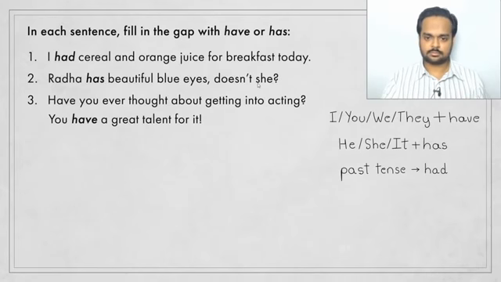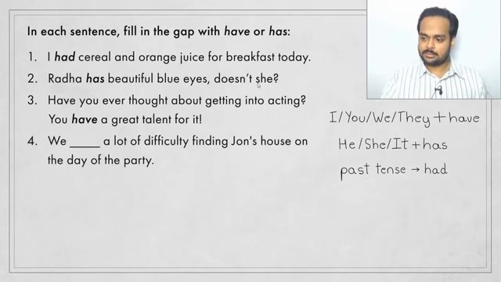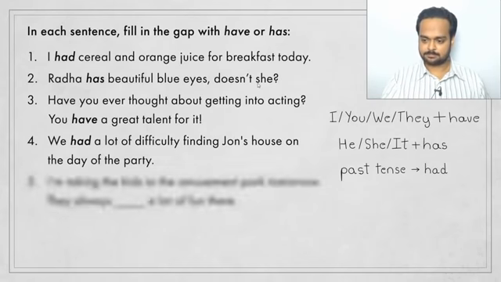Okay, and we don't give past compliments to people, we give present compliments. We're saying a good thing, we're praising that person's talent. Number 4, we ___ a lot of difficulty finding John's house on the day of the party. So "on the day of the party" tells you that this sentence talks about the past. That's a past expression, so we had a lot of difficulty.